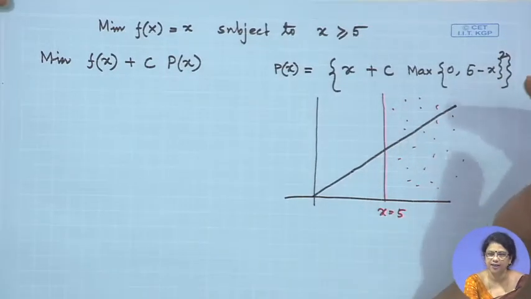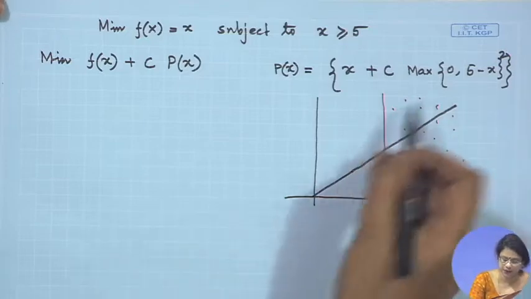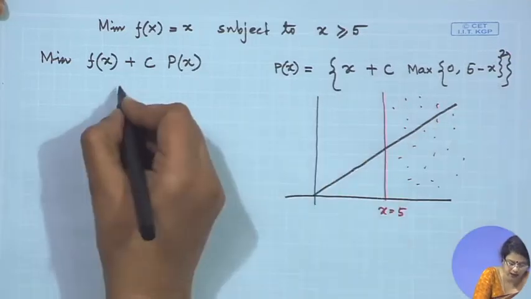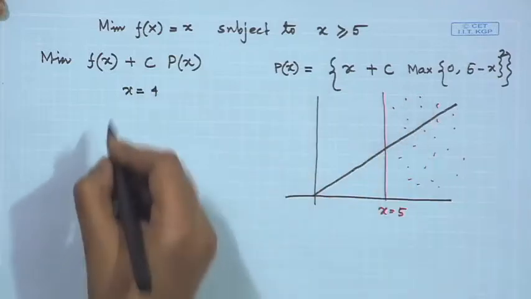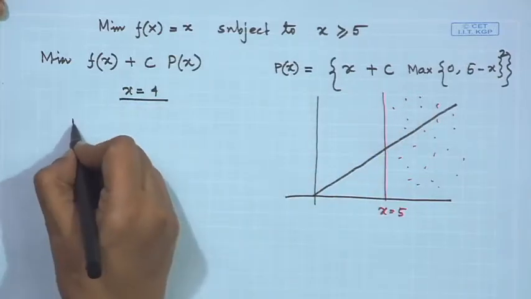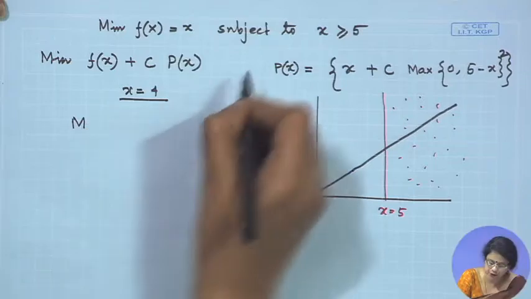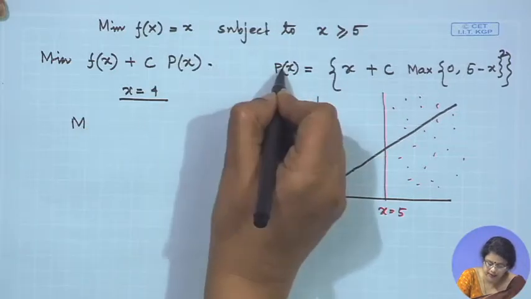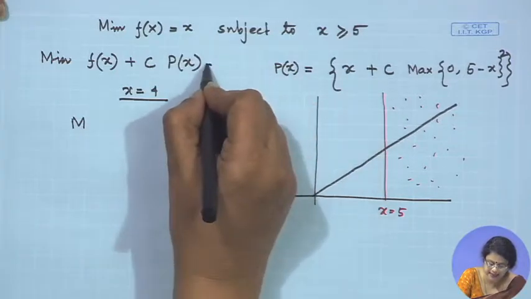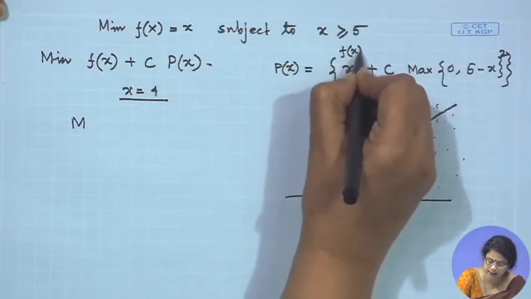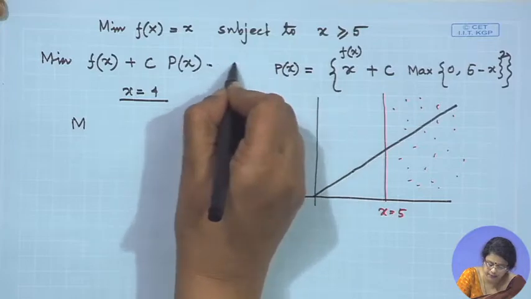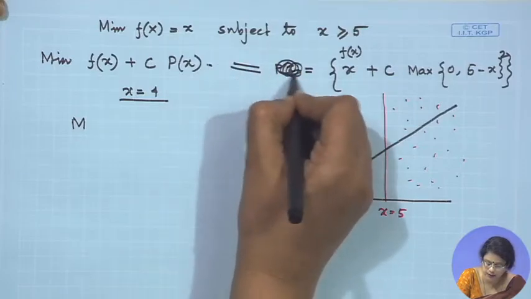Alright. Now, if this is the situation, then for a point x equal to 4, if this is my starting point, then what is the objective function now? The objective function would be, this is not p(x), this is f(x) plus c p(x), this is my f(x) plus c p(x), which is equal to this.